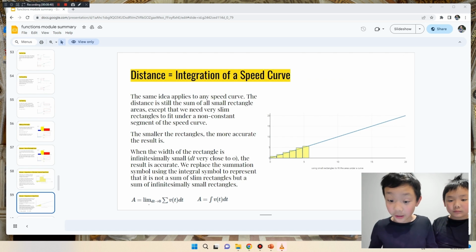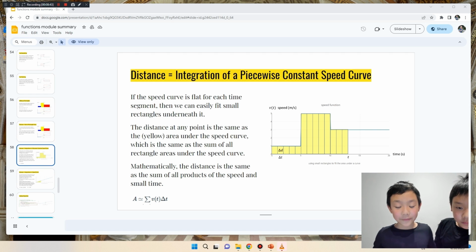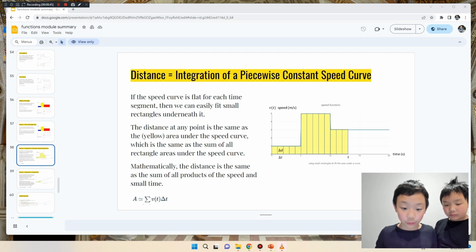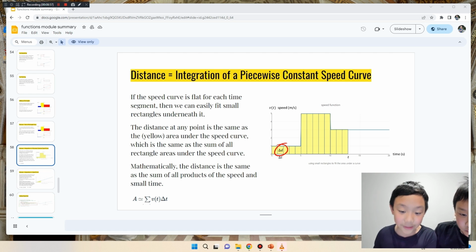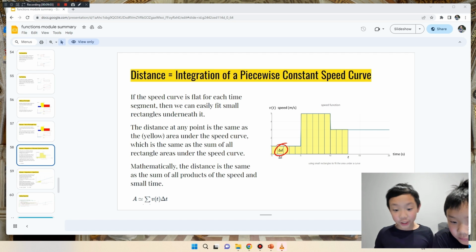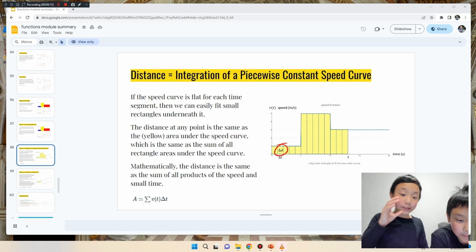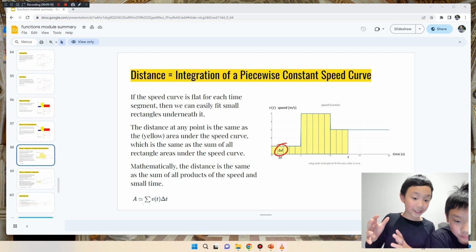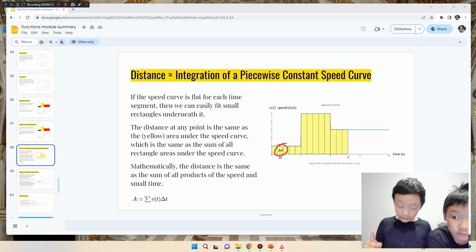Now, as you can see here, this speed graph is broken into many different rectangles. Each one of these rectangles is v times delta t. Delta t just means the change in time. So from 0 to 1, the change in time is 1, and the velocity here is 1 as well. So velocity 1 times the change in time, 1, is 1, the area of this rectangle. And the area of the rectangle is equal to the distance. So the distance at time 1 is 1.